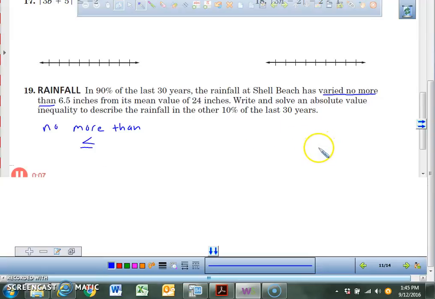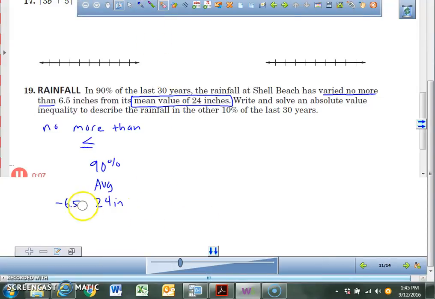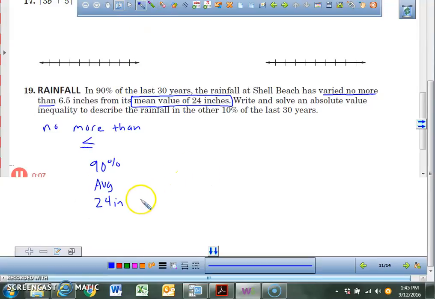All right, so let's think about it. So 90% of the years, it usually had what? A mean value? What is it? Mean. The average. So if we take the average, which is basically 24 inches, it says it's not going to vary any more than 6.5. So it could be a plus 6.5, or it could be a minus 6.5. So let's say we go both directions. Let's just jot it down. If we go plus 6.5, we get to 30.5. If we go down 6.5, is it like 17.5?